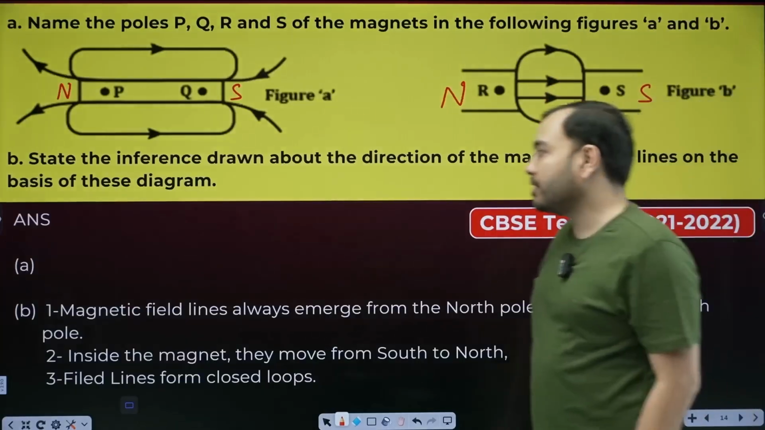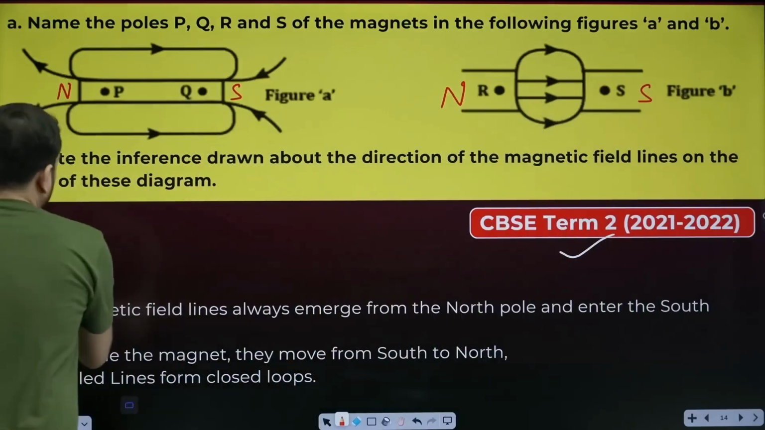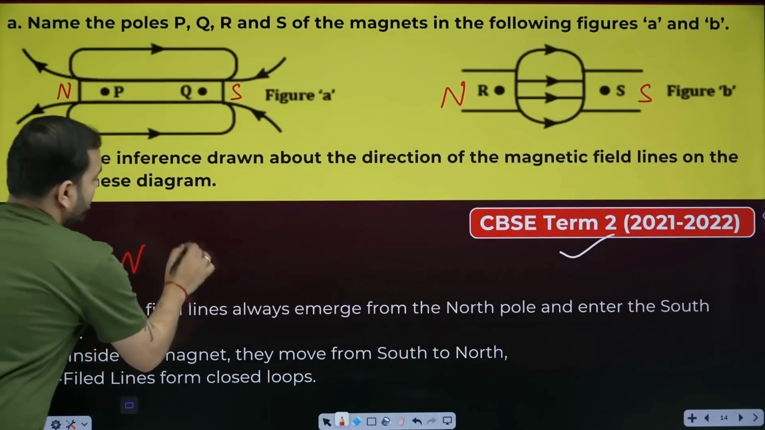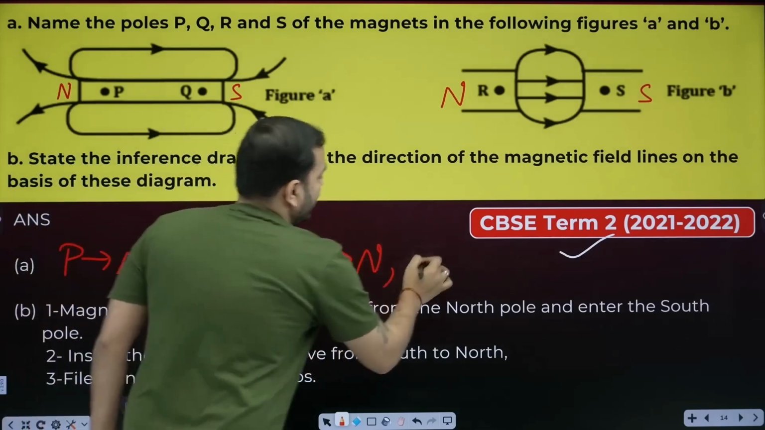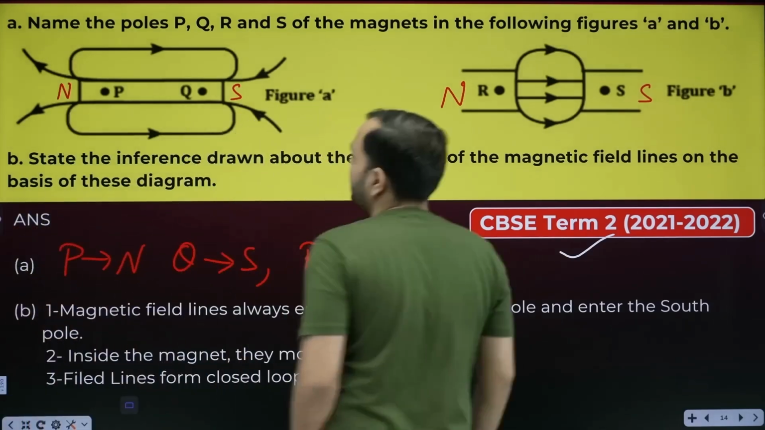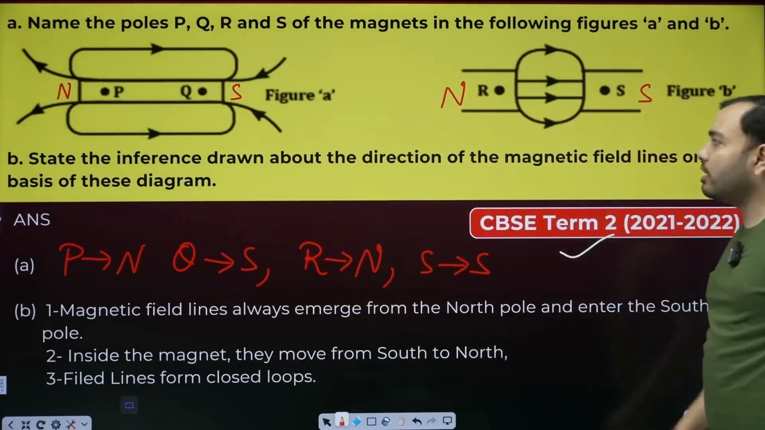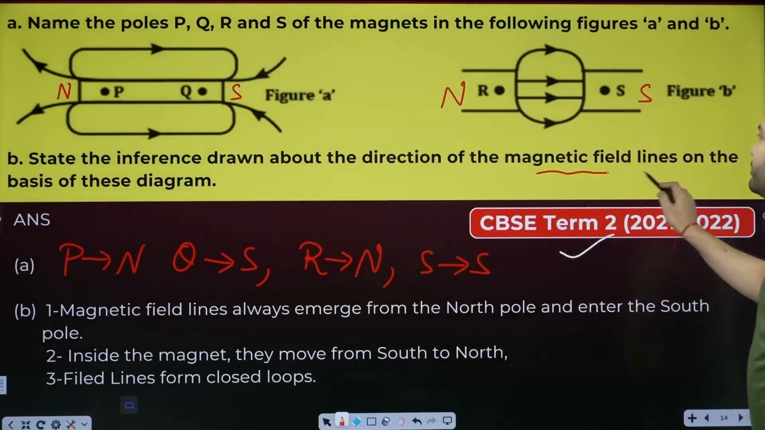So it is done. What is our P? Here we have to write P is our north, Q is our south. Similarly, R is our north and S is our south. Okay, what is next? State the inference drawn about the direction of the magnetic field line.